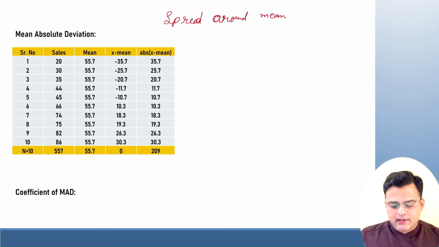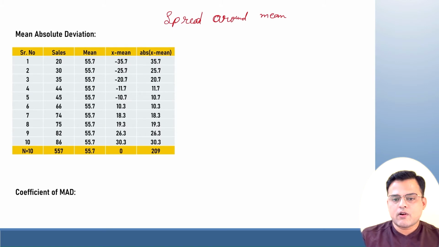Now, to understand the nature of distribution of values in the data set, we need to measure the spread of values around the mean, and we have two measures of dispersion to measure the mean amount by which all values in the data set vary from the mean. The first is called mean absolute deviation, or average deviation. So what is mean absolute deviation?